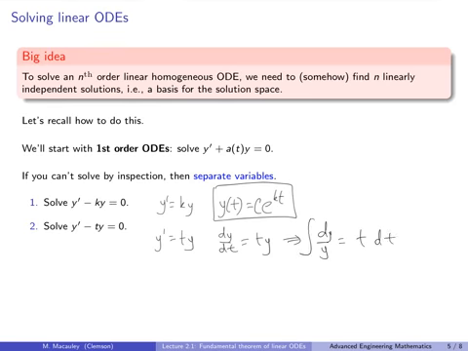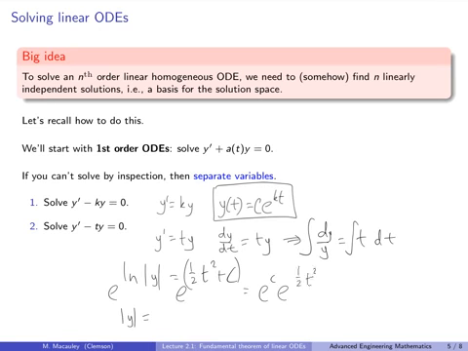And I'm going to integrate both sides. And over here we get the natural log of the absolute value of y equals 1/2 t squared plus c. And now let's exponentiate both sides. So I'll put an e here and I'll put an e here. And what we get on the left-hand side is just the absolute value of y. On the right-hand side, this is e to the c times e to the 1/2 t squared.